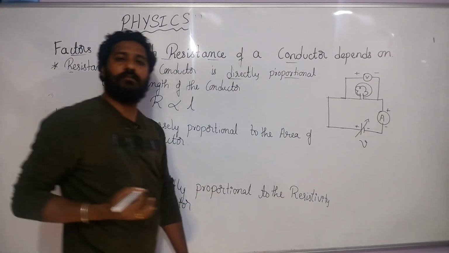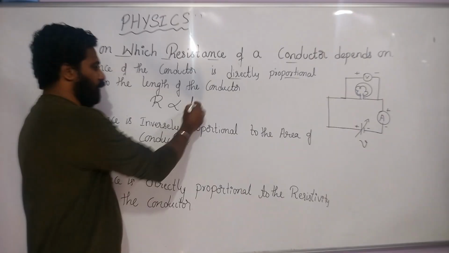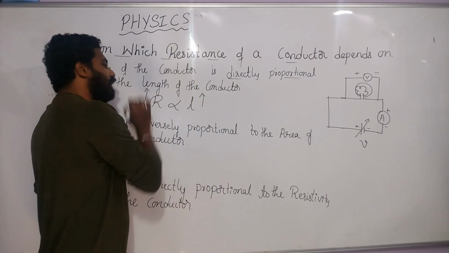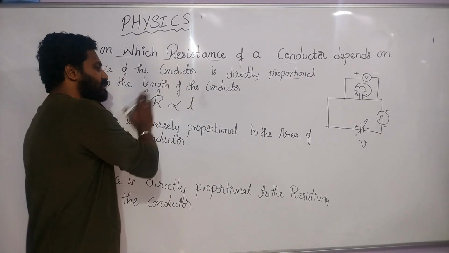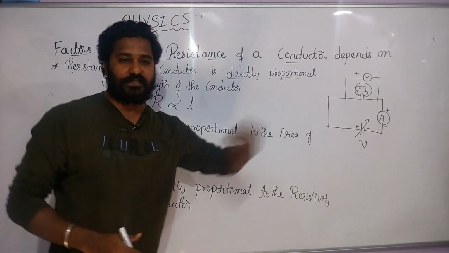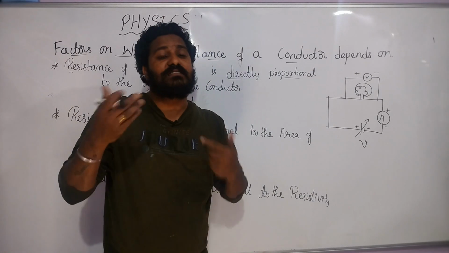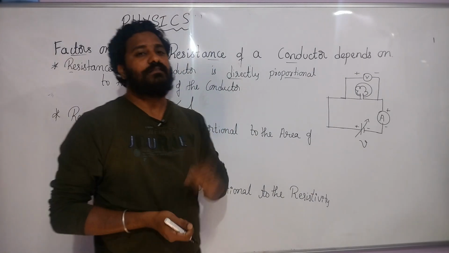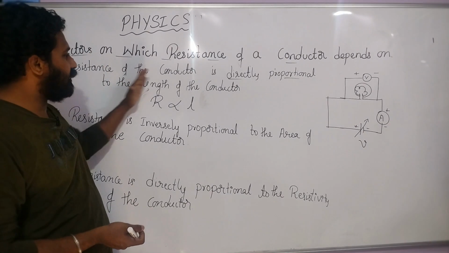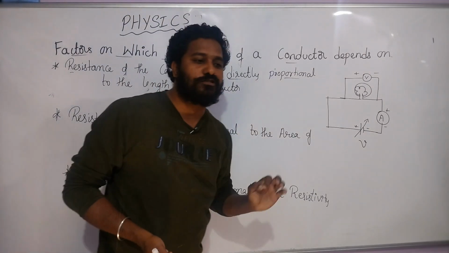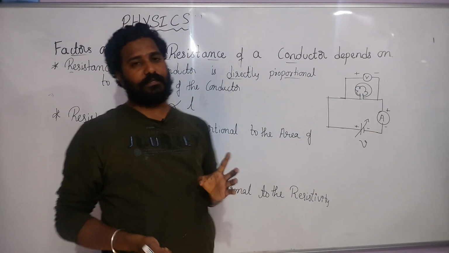What is directly proportional meaning? If the length is more, the resistance will also be more. If the length is less, the resistance is less. So it directly depends. If the length increases, what happens to the resistance? Resistance also increases. This is the first point: the resistance of the conductor is directly proportional to the length of the conductor.